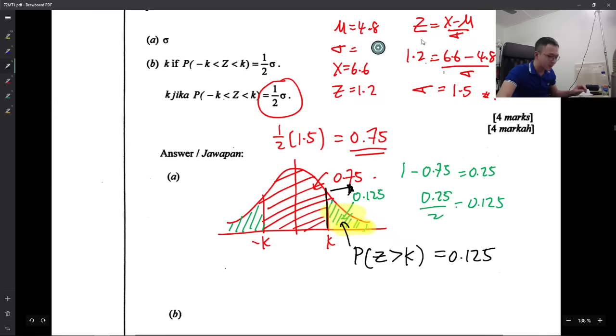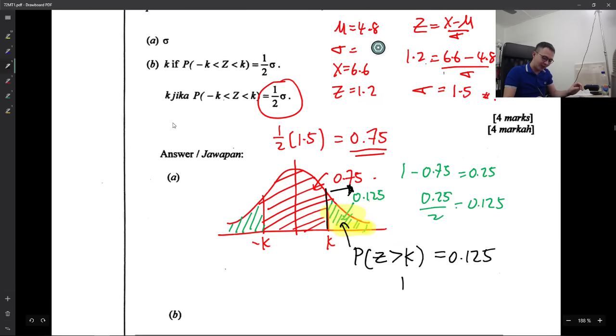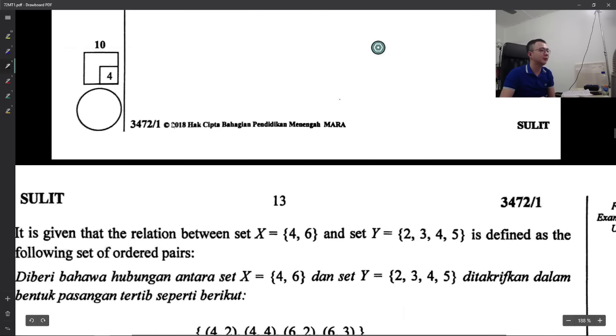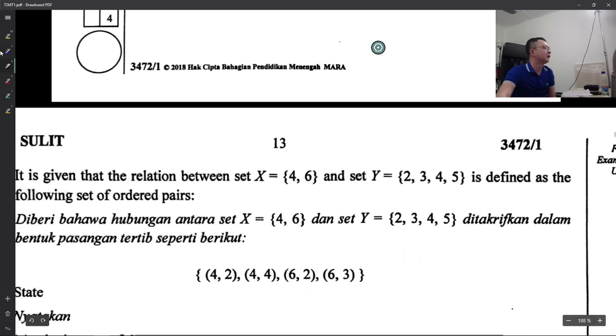Okay, so what is the value just now? 1.15, right? So therefore, the K value will be 1.15. Okay, quite simple. I hope you can get it. Any questions so far?